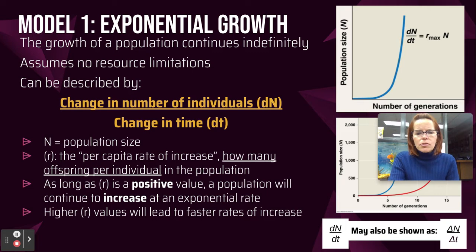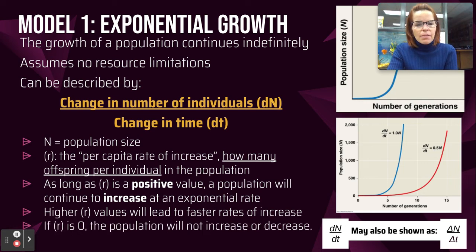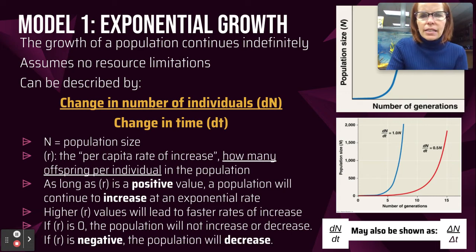Higher R values will lead to faster rates of increase, and you can see that in this diagram. So here's your R value, it's 1, and the steepness of the graph is higher, and here the R value is 0.5. And so we see it's slower, but it's still growing exponentially. If R is 0, the population will not increase or decrease. We'll see a flat line. And then if R is negative, we'll see the population decrease.